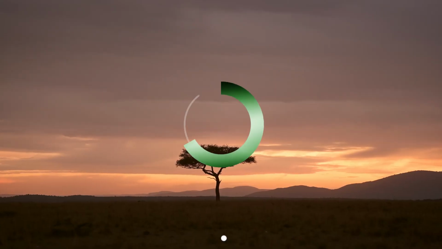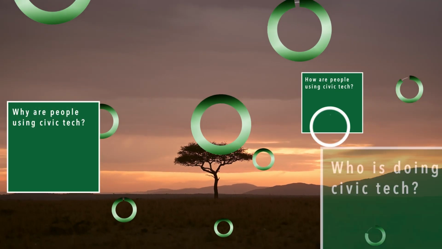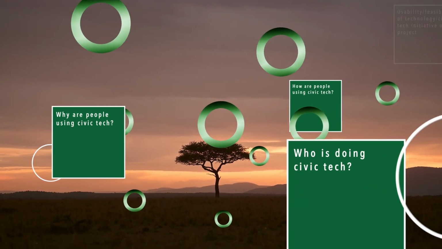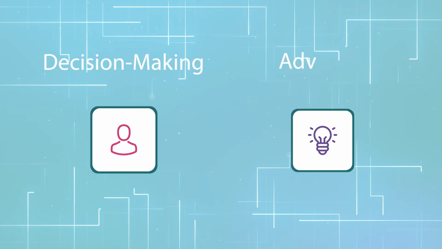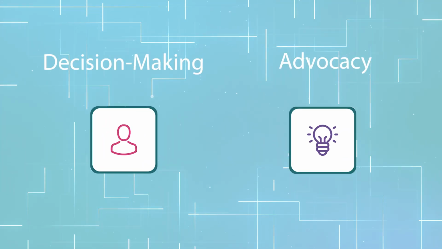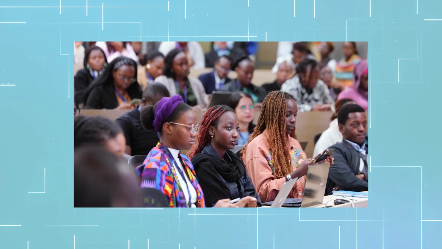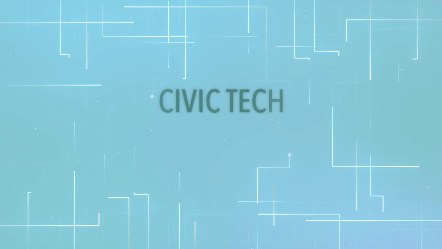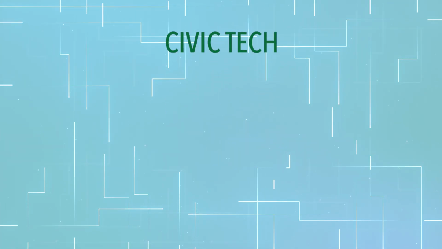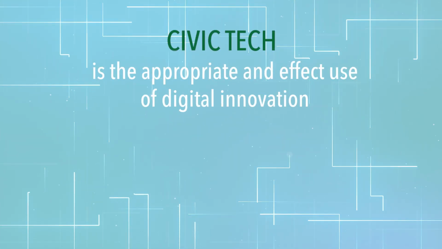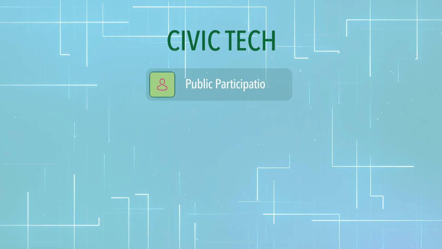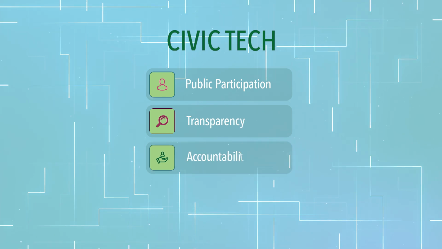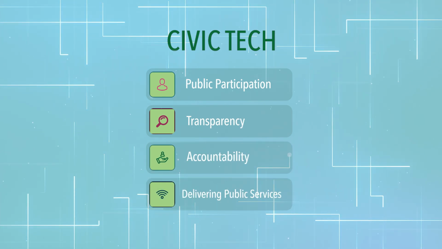The Civic Tech Evidence Map aimed to create a common, up-to-date evidence or knowledge base about civic tech in the African context to support decision-making and advocacy in relation to civic tech, including more broadly civil society innovation, tech for good, and digital governance. At CTIN, we define civic tech as the appropriate and effective use of digital innovation in connecting government and citizens, in public participation, in transparency, accountability, and in delivering public services.